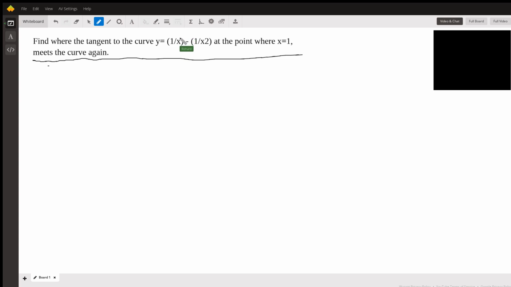I want to find a line that's tangent to this curve at x equals 1, and that's the basic thing we have to find, and then we have to find something else after that, but let's just start with the basics. So here's our function. Let's call that f of x.